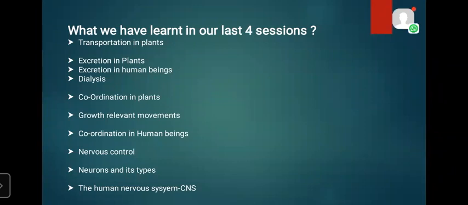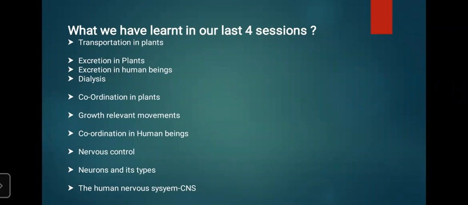If these things are retained in the body, what will happen? We fall ill. Diseases like cholera and dysentery will occur inside our body. Now, excretion in plants: how do plants excrete these toxic materials from the body?